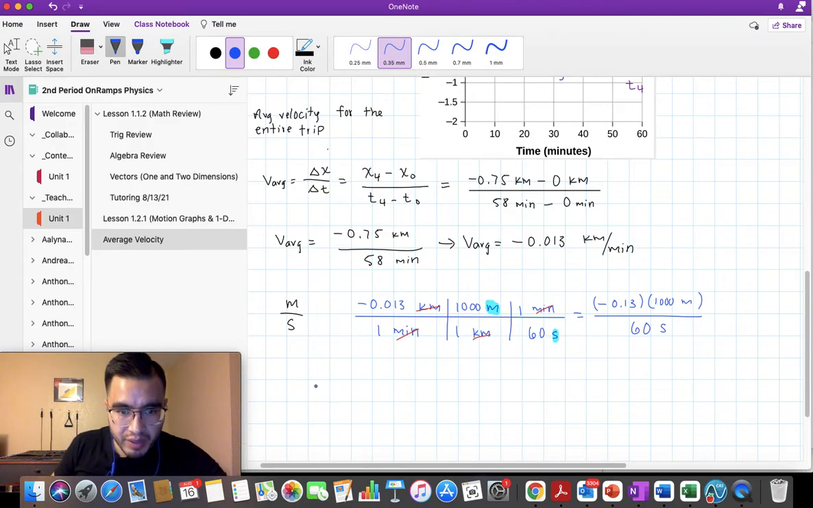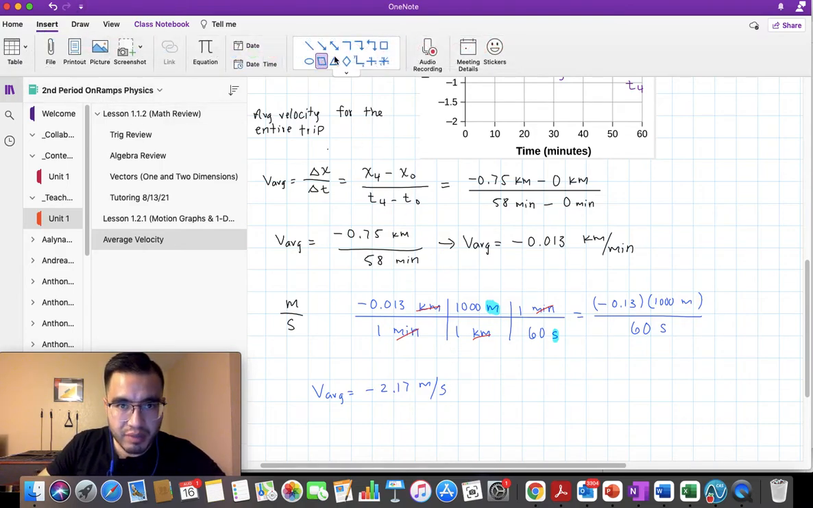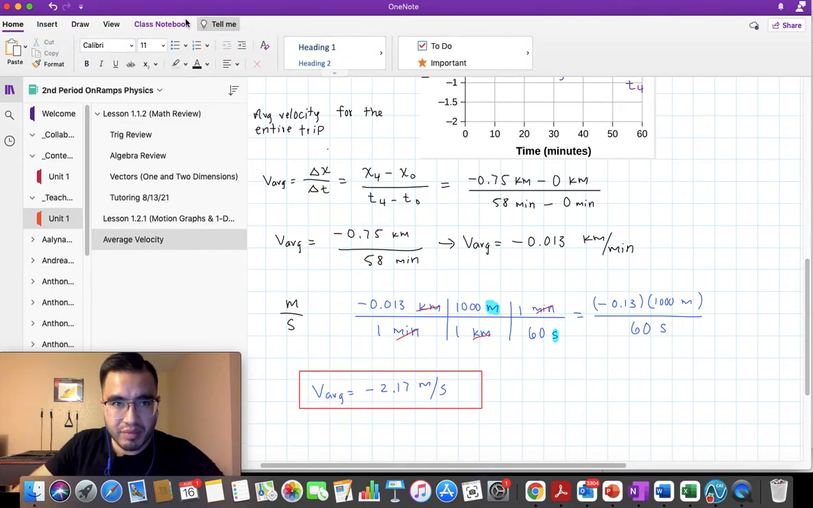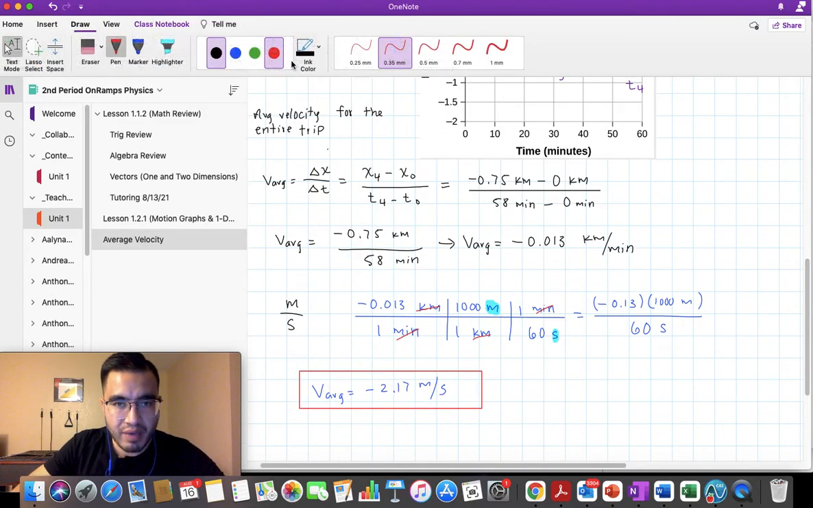So our final answer would be V average is negative 2.17 meters per second. We box it. And that's it. This is average velocity for complicated trips.